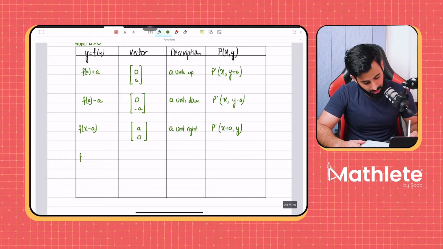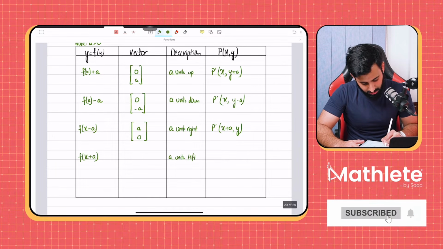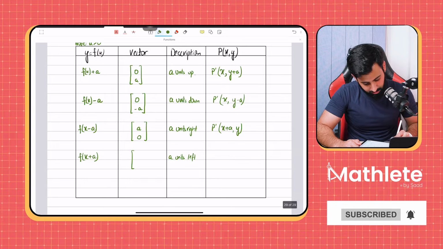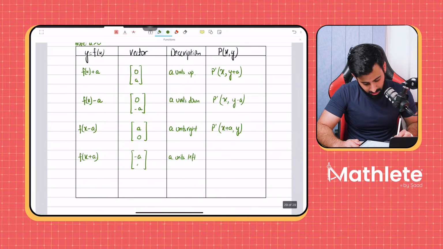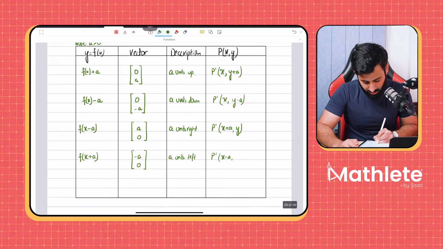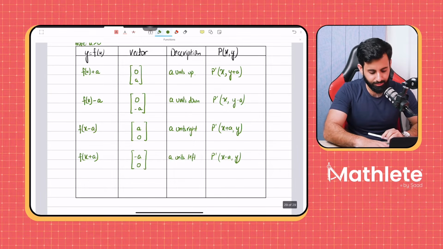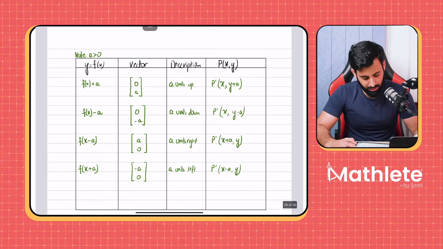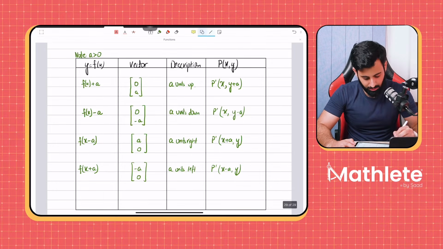And then the last, y equals f of x plus a. Over here, it's going to move a units to the left. And then you can write down the vector. It's going to be (minus a, 0). And what will the point look like? It's going to look like (x minus a, y). That's it. You can refer to this over and over again if you get stuck.